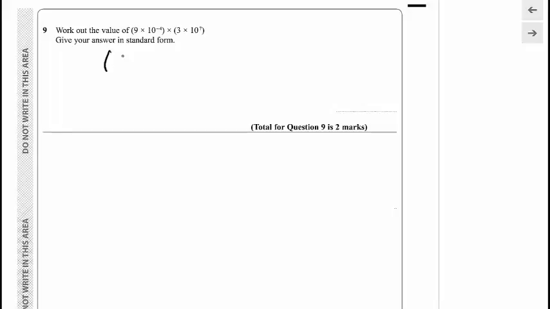Hello, so we've been given 9 times 10 to the minus 4, and we've been asked to multiply that by 3 times 10 to the 7. Well, we could convert this into a number again to take it out of standard form.